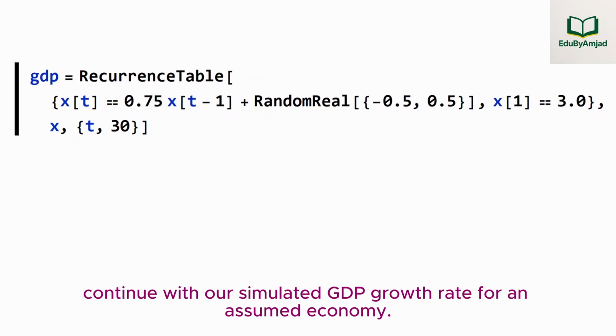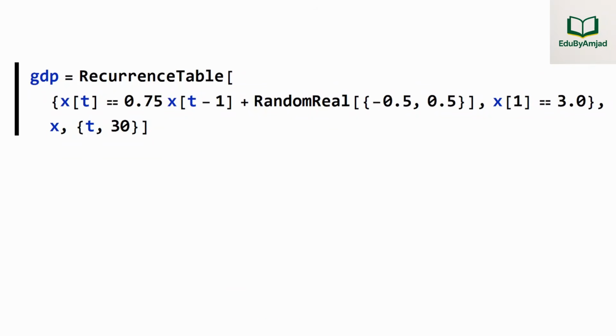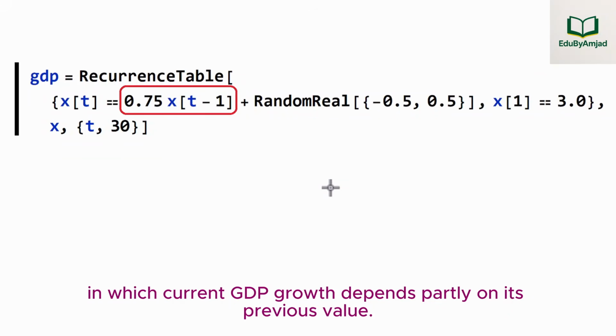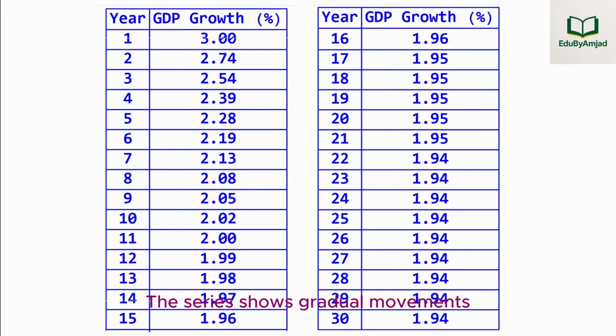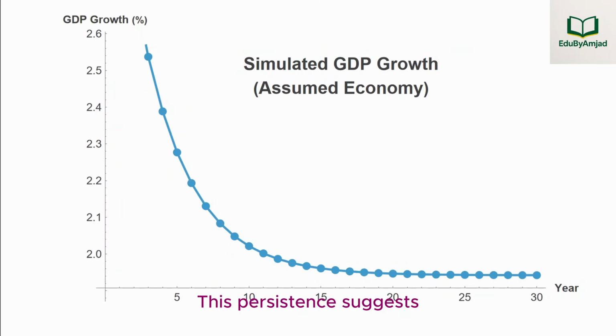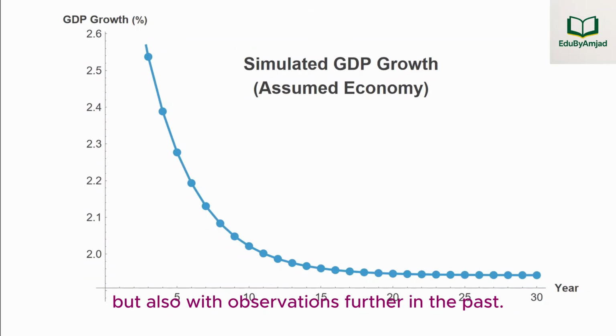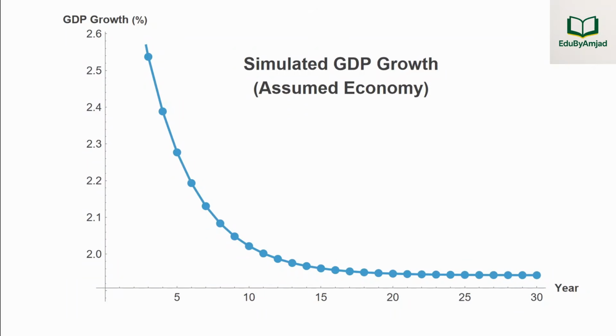Let us continue with our simulated GDP growth rate for an assumed economy. We generate a persistent series in which current GDP growth depends partly on its previous value. The series shows gradual movements rather than completely random jumps. This persistence suggests that GDP growth may be correlated not only with the previous year, but also with observations further in the past.